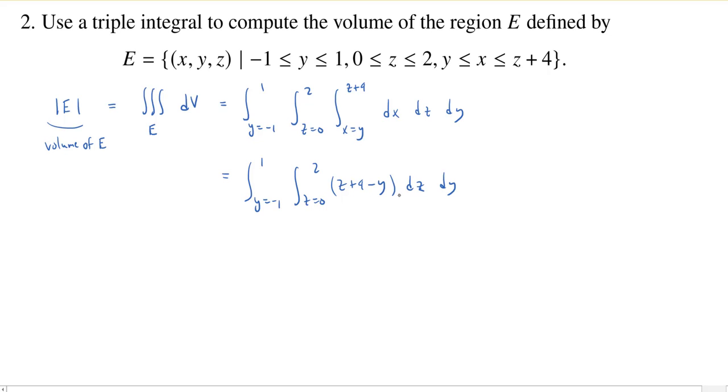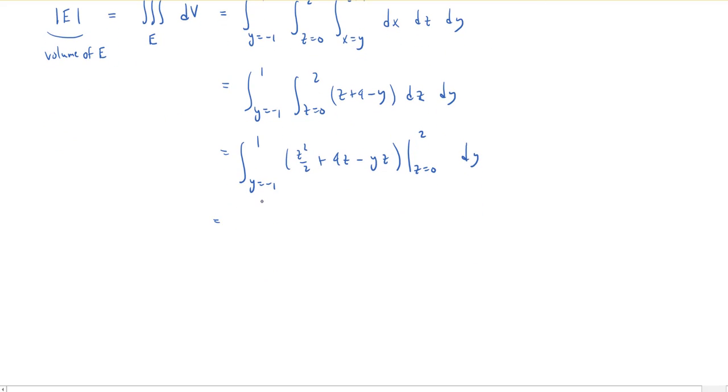Okay, let's integrate with respect to z. All right, the y is just going to hang out here, and when I integrate, I get z squared over 2 plus 4z minus yz, and we evaluate between 0 and 2. Okay, let's see. At 0, everything's going to go away, so I don't have to worry about that. At 2, let's see what we're going to have left.